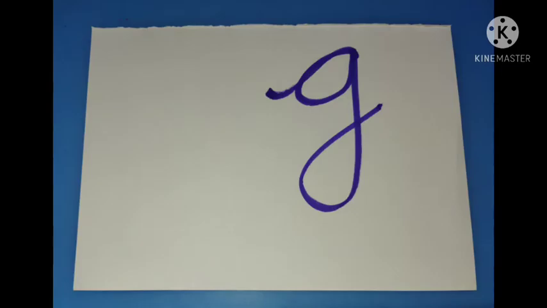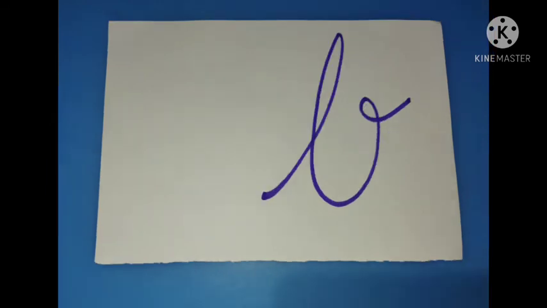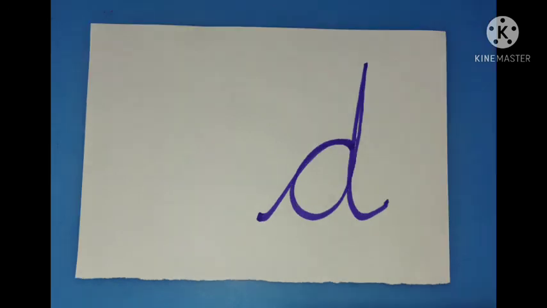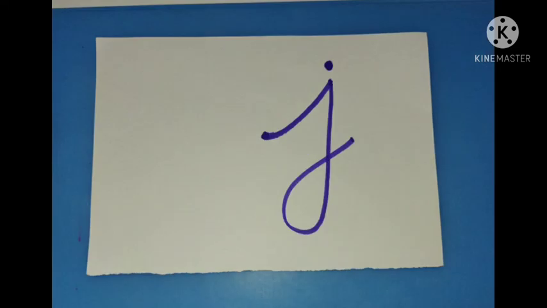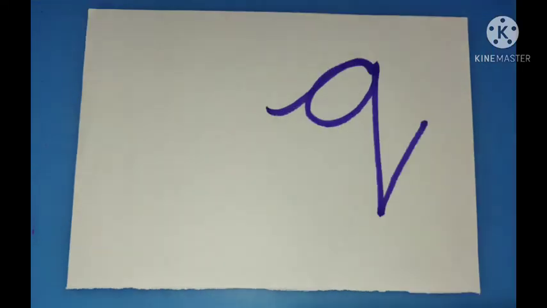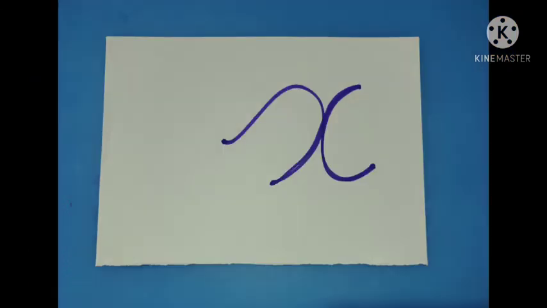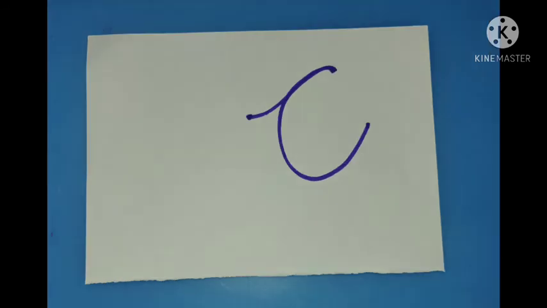Once again, we shall revise the letters which we have learnt today. The first letter is G as in gate, and B, the sound is B as in bat. D, the sound is D as in dog. E, the sound is A as in egg. J, J as in jam. Q, Q as in queen. X, X as in Xmas, and K as in cat.